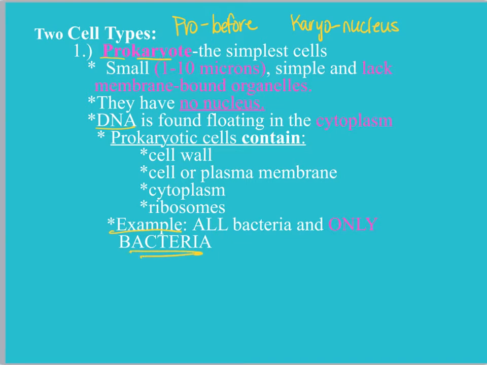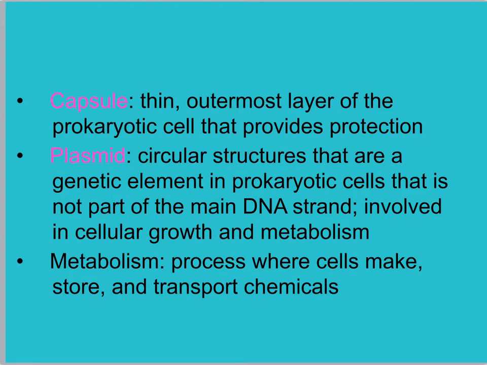Our only example of prokaryotic cells is bacteria. If it's not bacteria, it's not prokaryotic. Bacteria are the only example of a prokaryotic cell, okay? So make sure that you know that. Everything else that is a cell is eukaryotic. Again, outside of the cell wall, sometimes you'll have what's called a capsule. It will be on the very outermost layer, and not every prokaryotic cell will have a capsule, but if it does, it will provide extra protection because bacteria are typically unicellular.